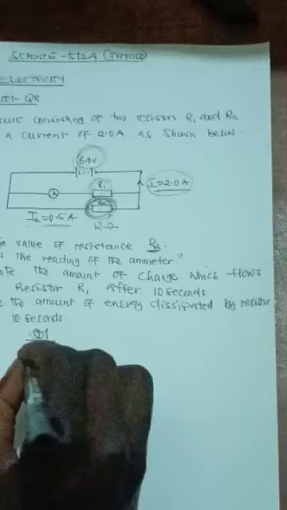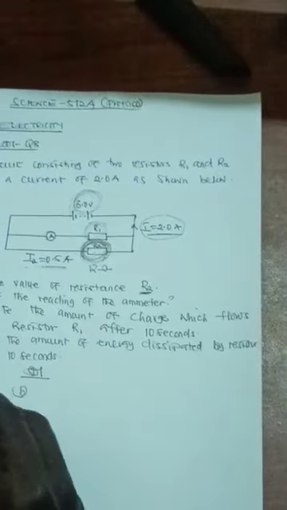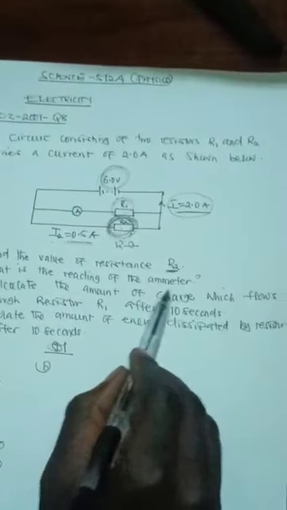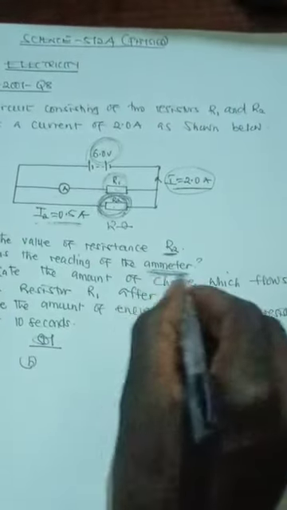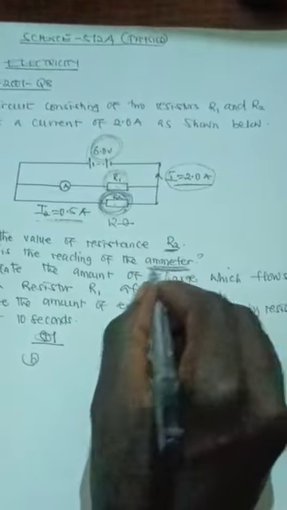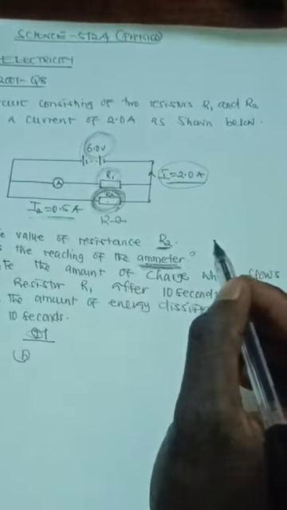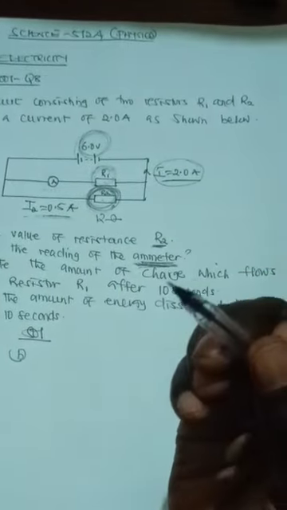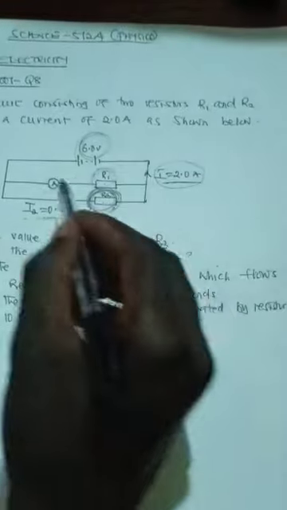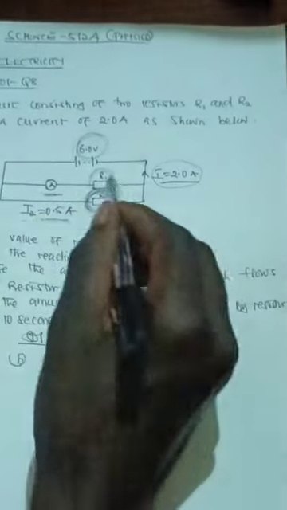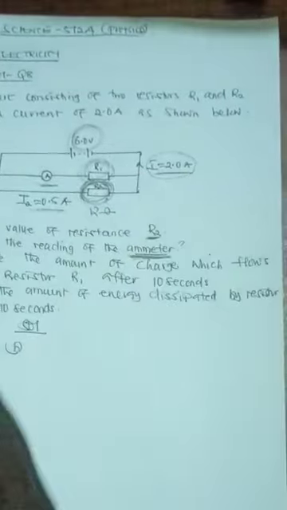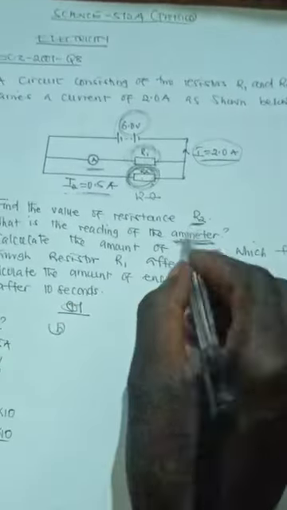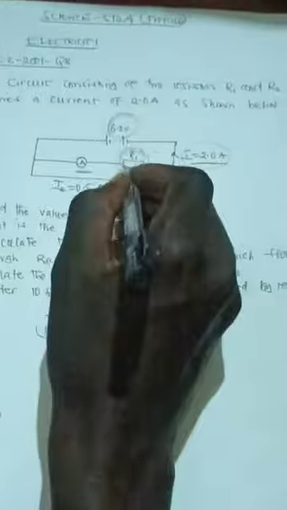We now go to question B, which reads, what is the reading of the ammeter? We want to find the reading, meaning that we know the function of the ammeter. It is used to measure the current flowing. In this case, this ammeter is measuring the current flowing in R1. And we want to find the reading, which is the current flowing in R1.